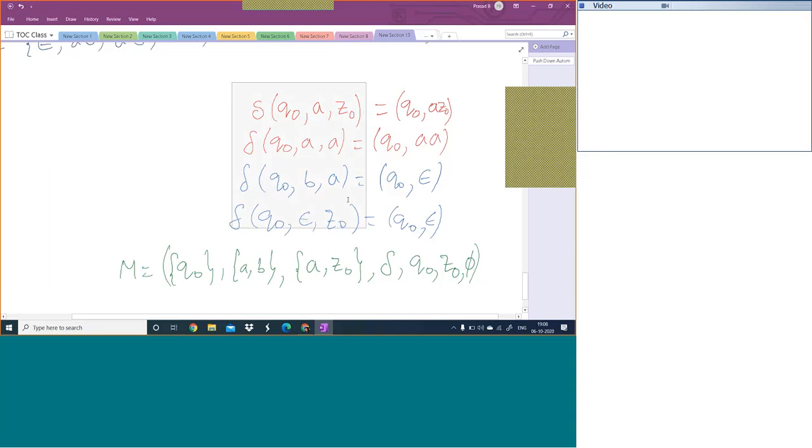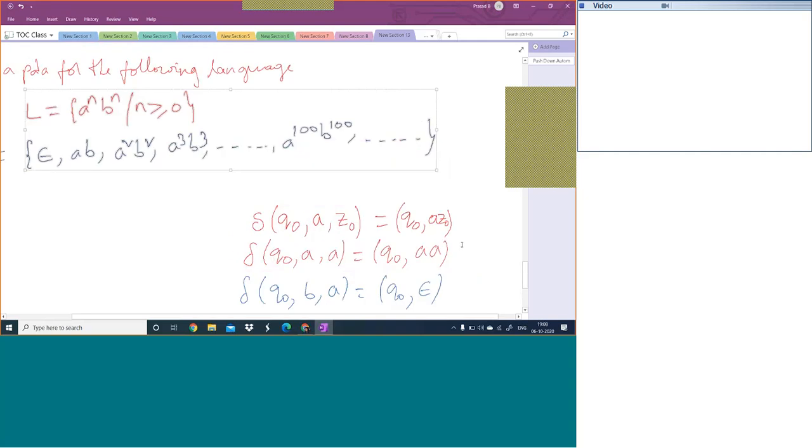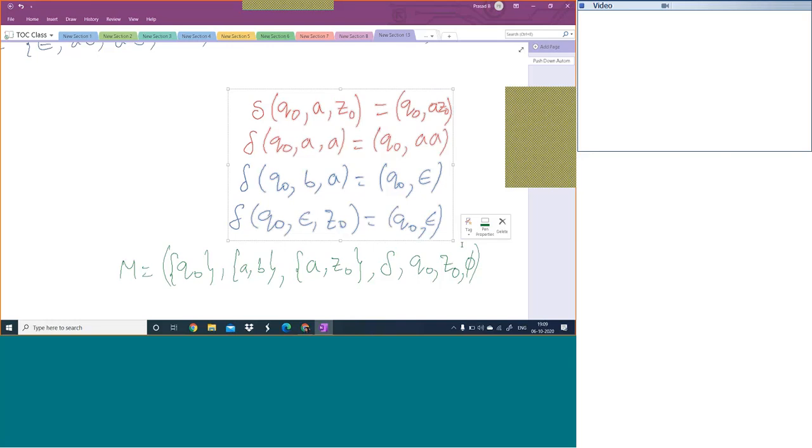This design accepts all the strings of A power n, B power n, n greater than 0. At the same time, this PDA will accept invalid strings also. And what are those invalid strings accepted by this PDA? To overcome that failure, we are accepting invalid things, which means failure. So what must we do in this design? That part I will tell you now.